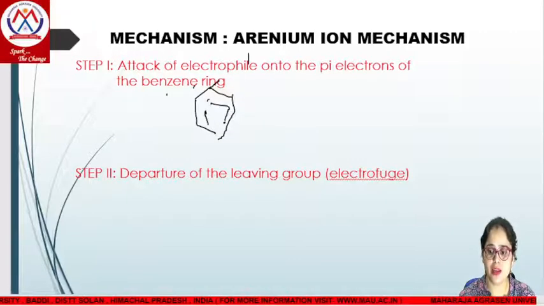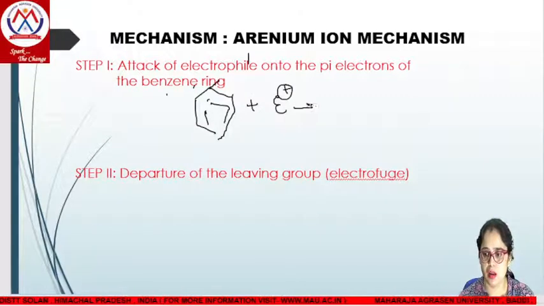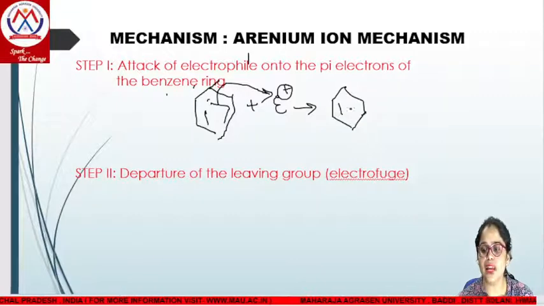So in the first step, what is going to happen? These pi electrons are going to attack onto the electrophile and we are going to get an intermediate arenium ion, right? Let us say the electrophile attaches itself here. There was originally a hydrogen atom here and a positive charge. This kind of intermediate will be formed, right?